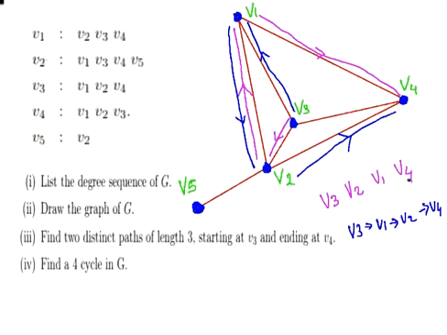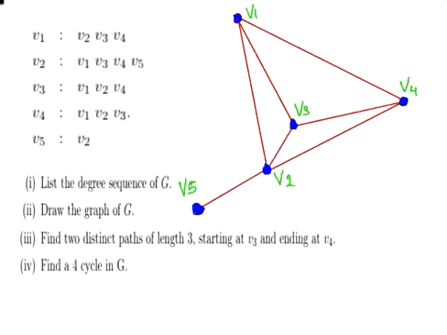Now what we're going to do is find a cycle of length 4 in G. The difference between a cycle and a path is that a cycle has to start and end at the same place. A path can end at a different vertex, whereas a cycle must start and end at the same place. So we have plenty of options here. Essentially we have to use 4 edges in our cycle.